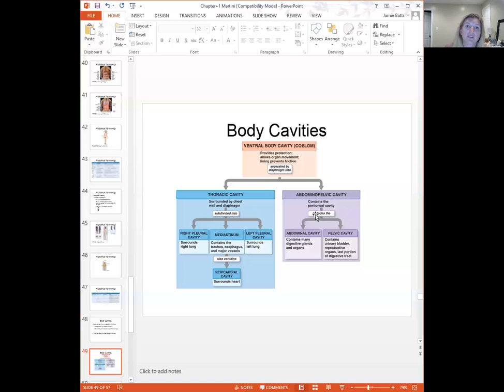Then within this ventral cavity, below the diaphragm, is our abdominal cavity, or abdominopelvic cavity, which can be divided into the abdominal cavity and the pelvic cavity. And there's no real division between the abdominal cavity and the pelvic cavity, other than the pelvic cavity sits within those pelvic bones. Between the thoracic and abdominal cavity, there's a diaphragm, but between the abdominal and pelvic cavity, there isn't.